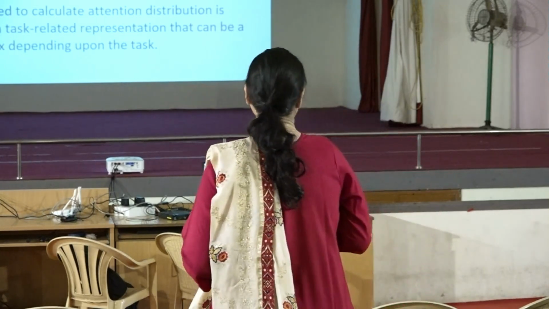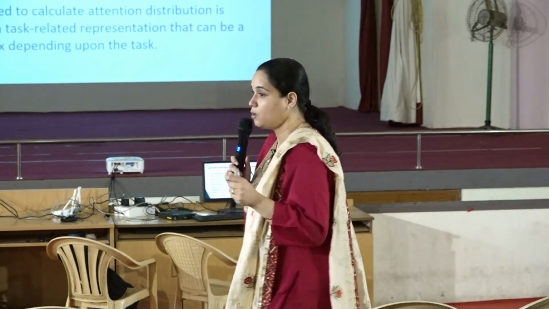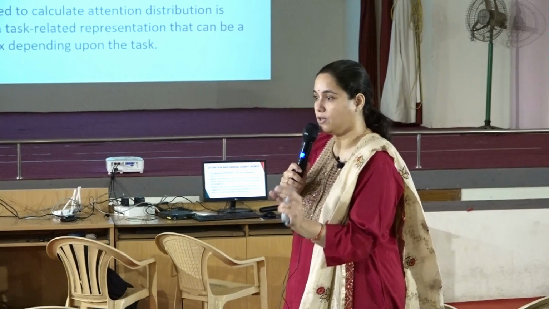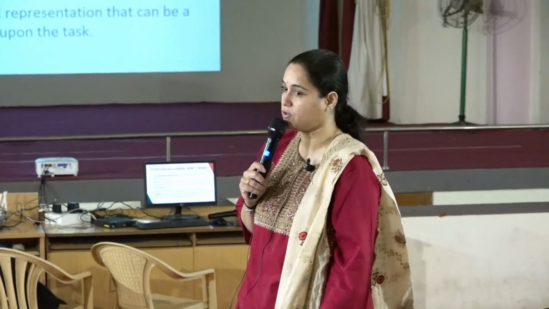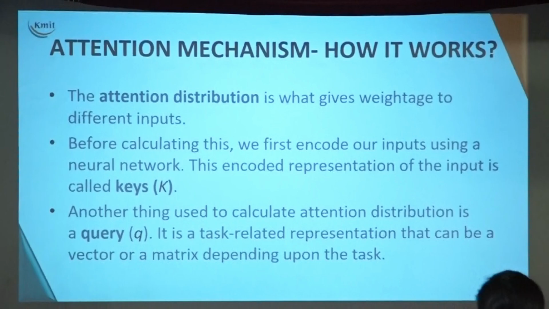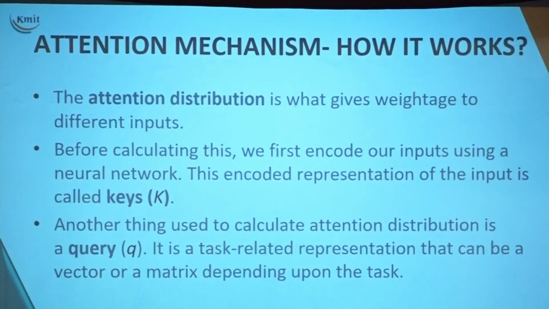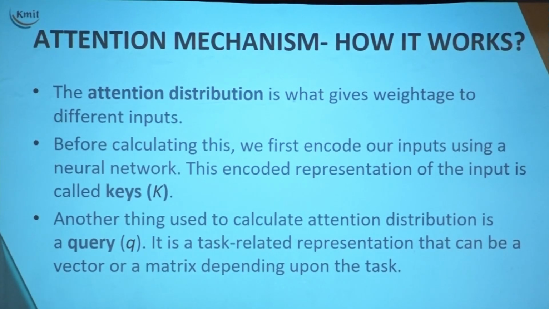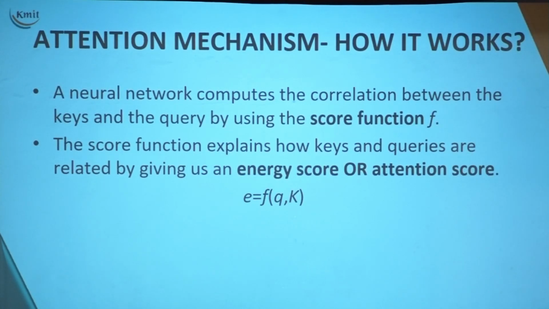Another thing that is used to calculate the attention distribution is a query. Query means what? The current word in action, which is used for prediction of your output, is your query. So another thing apart from keys that you will use to calculate attention distribution is the query. It is a task-related representation that could be a vector or a matrix, based upon the task. Now, the neural network will try to find the similarity between these two. It is going to compute the correlation between the key and the query.